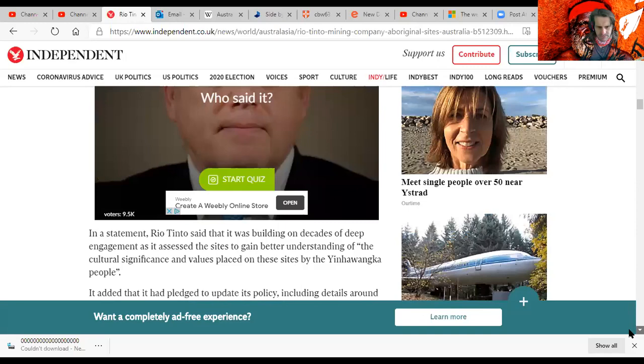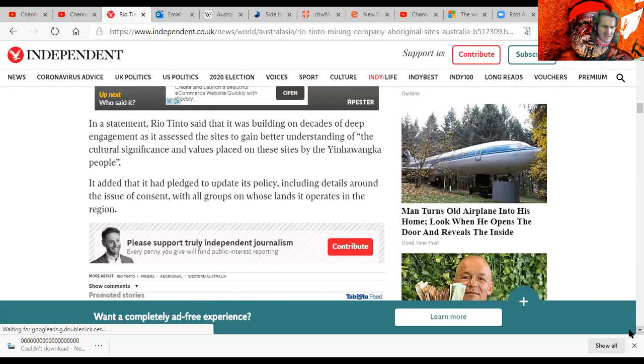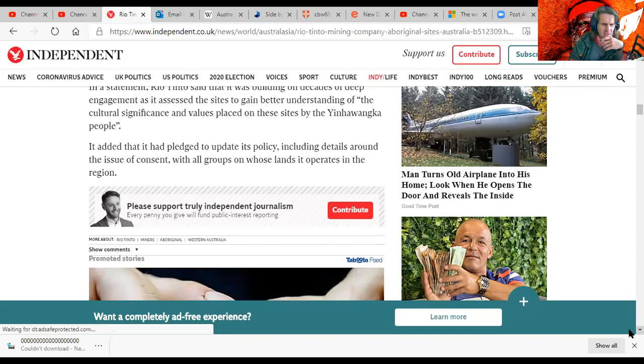In a statement, Rio Tinto said it was building on decades of deep engagement as it assessed the sites to gain better understanding of the cultural significant values placed on these sites by the Yinhawanga people. It added that it had pledged to update its policy, including details around the issue of consent with all groups on whose land it operates in the region.